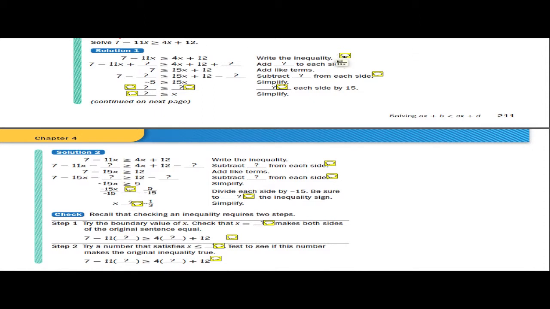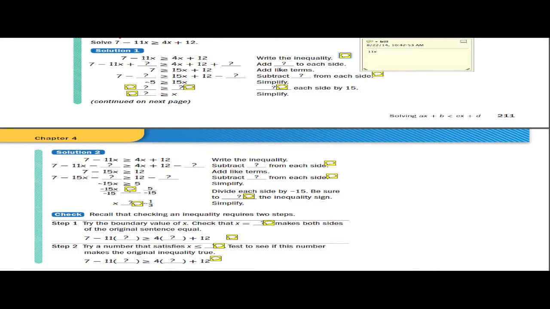We're going to do something to both sides of the equation to bring all the variables to one side and the constants to the other. In this case, we're going to take 11x and put 11x into each of these question marks. So it'll be 7 minus 11x plus 11x is greater than or equal to 4x plus 12 plus 11x. We added 11x to each side.